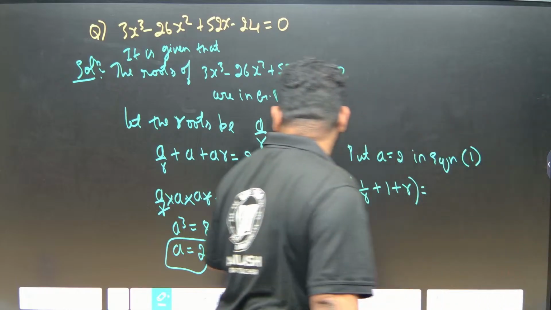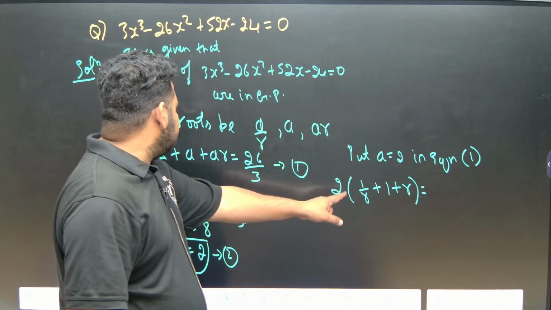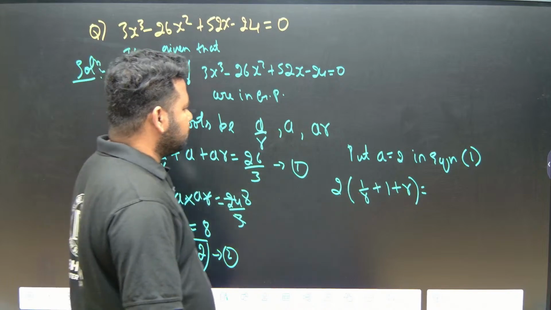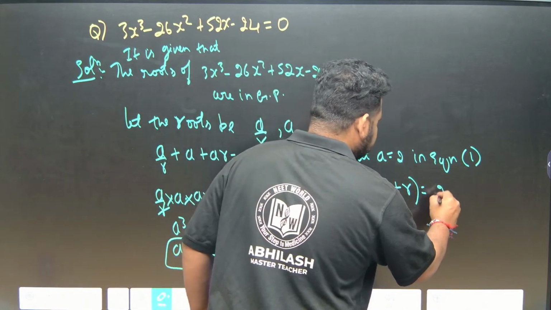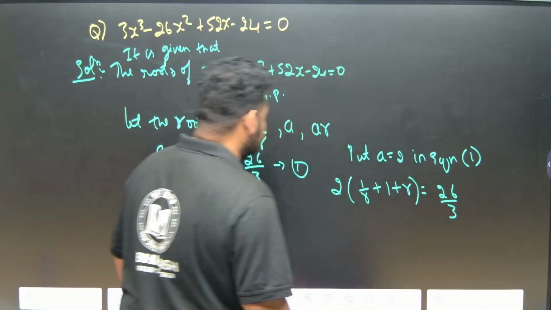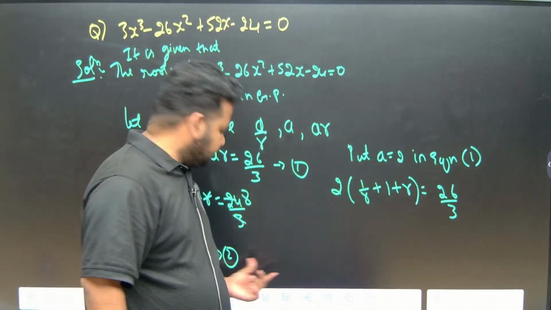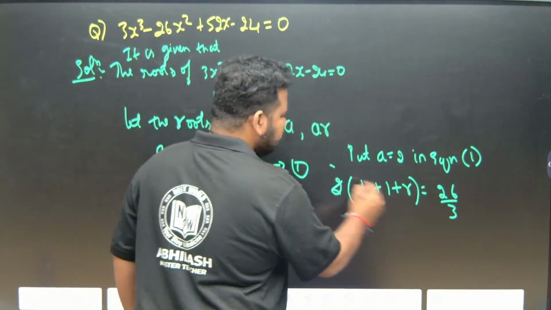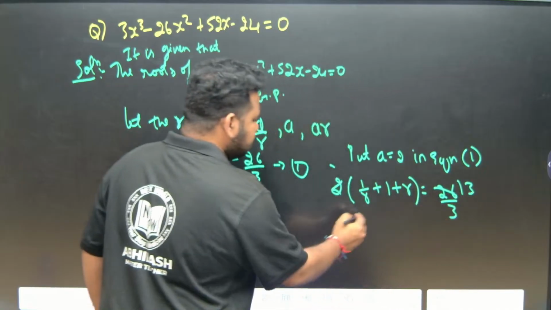So if I take a common, 1 by r plus 1 plus r is equal to 26 by 3, we will get. Correct? A we took as 2, because we got it here. Now what can I do? 2 ones are 2, 13 twos are 26. So this will become what, friends?